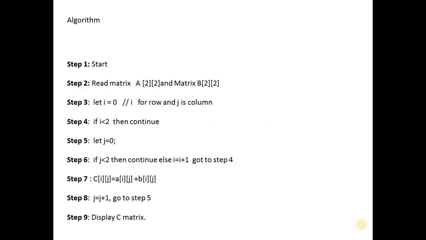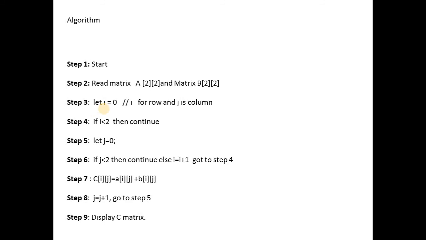So this is the algorithm for the matrix addition. The first step is start, and in the second step we have to read two matrices, that is A 2 by 2 and B 2 by 2 matrices. In step 3 you are initializing I is equal to 0.